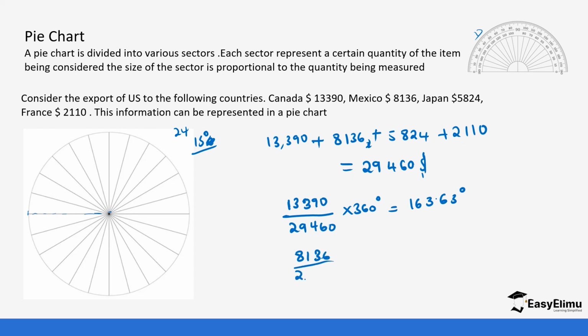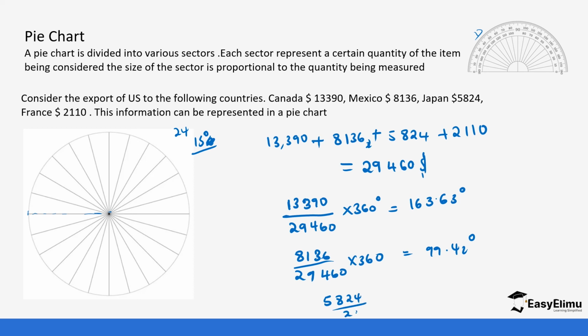And then we do the same for Mexico: 8,136 divided by the total, which is 29,460, times 360. So 8,136 divided by 29,460 will give us 0.2761. If you multiply this by 360, you'll get 99.42 degrees.